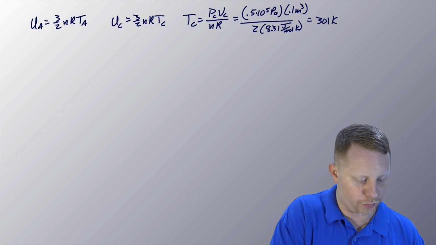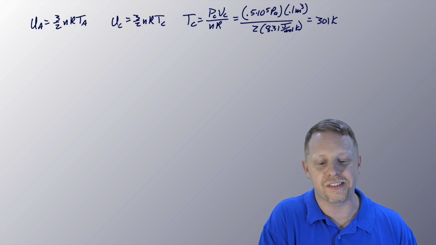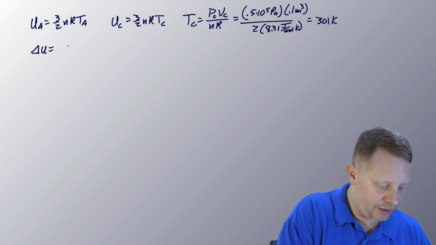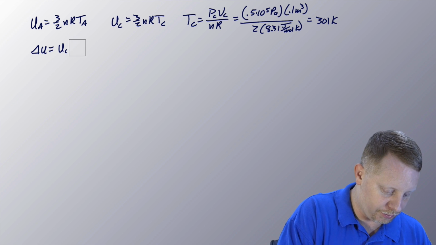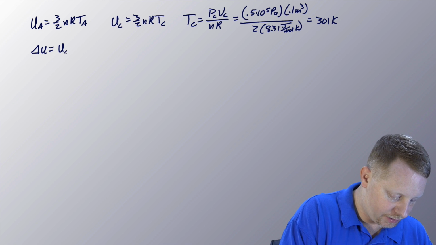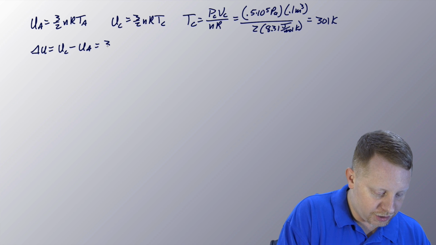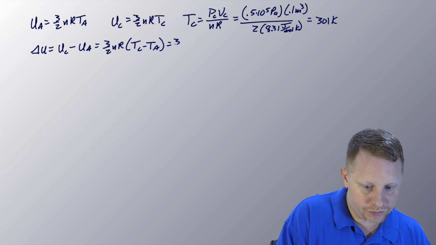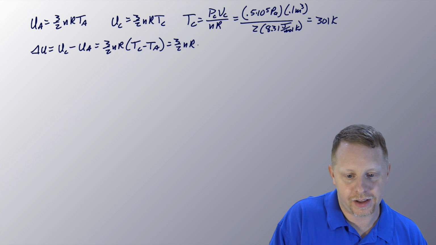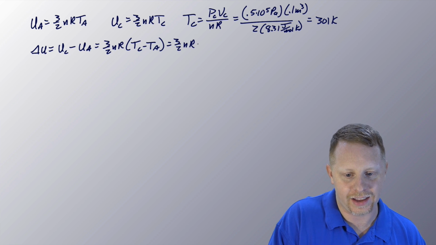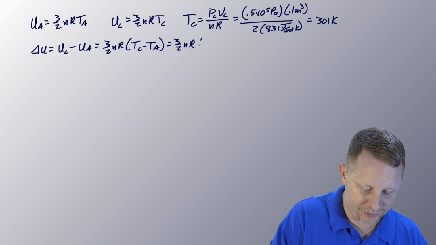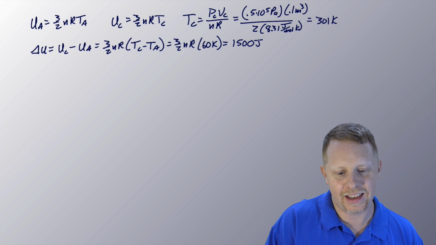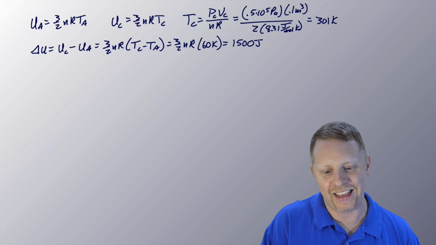Since it's really delta U that we're after, and I stated that incorrectly a minute before, we don't need to know these exactly, we just need to find the difference. Delta U, our change in internal energy between A and C, is going to be the internal energy at C minus the internal energy at A, which will just be 3/2 nR times the temperature at C minus the temperature at A. Temperature at C was 301 K, temperature at A was 241 K, a difference of 60 K, which is going to give us 1,500 joules. So we had negative 6,000 joules for the work. The change in energy going from A to C is 1,500 joules.